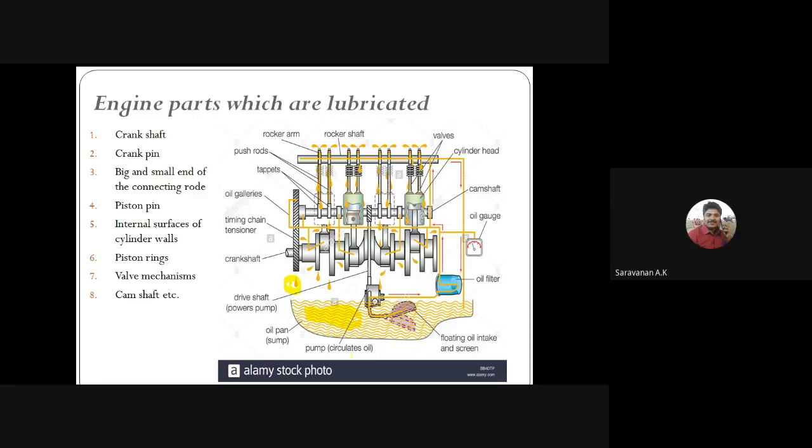So where will the lubricant go, from where to where, and what are the components, what engine parts will get this lubricant?